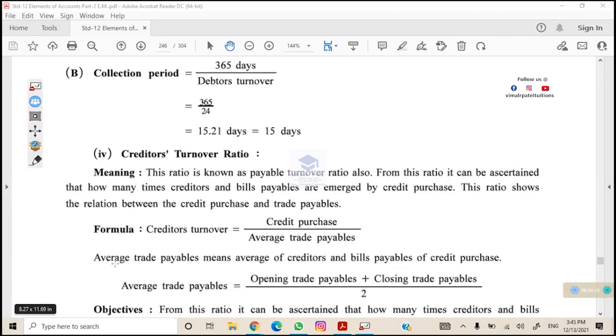Then creditors turnover ratio or creditors velocity. So here credit purchase instead of credit sales and trade payables instead of trade receivable. Creditors turnover ratio means credit purchase upon average trade payables. Means opening trade payables plus closing trade payables divided by 2. Now trade payables means creditors plus bills payable.